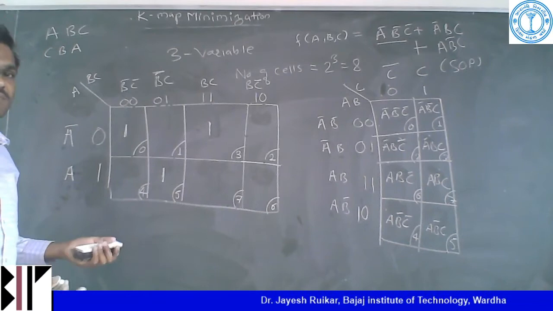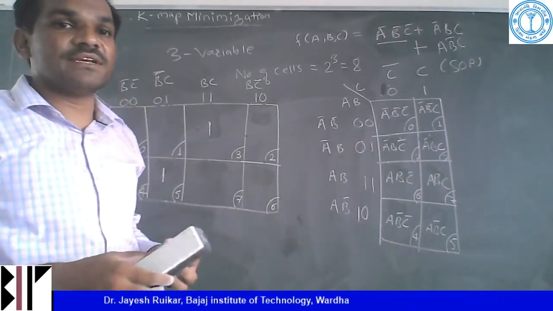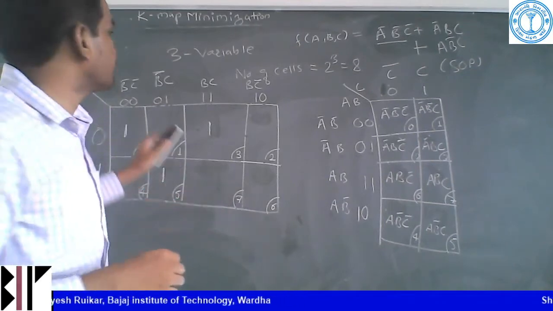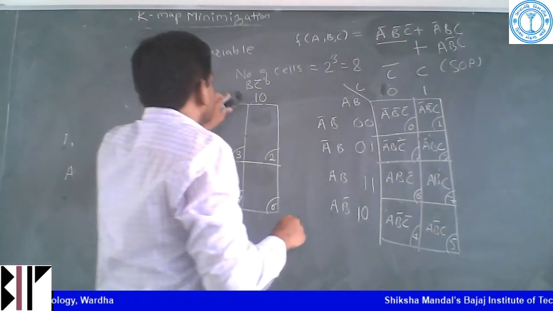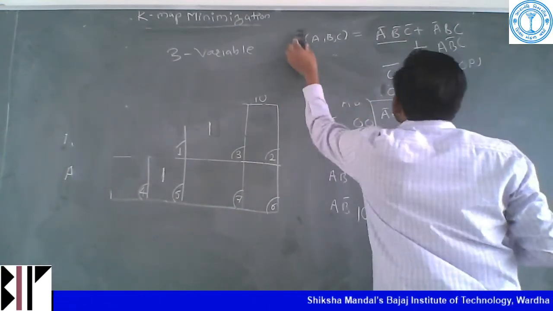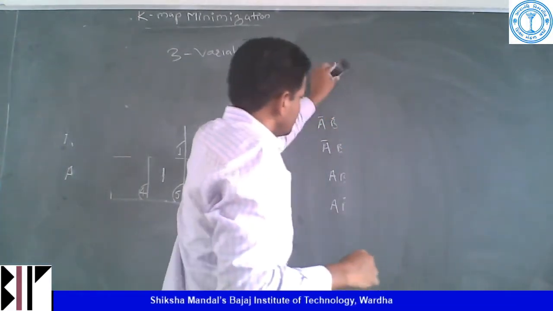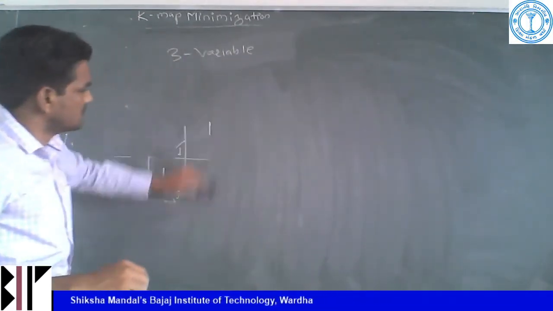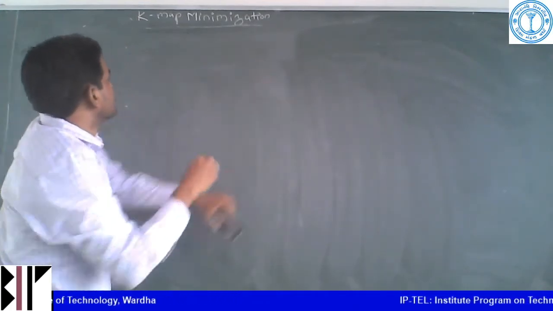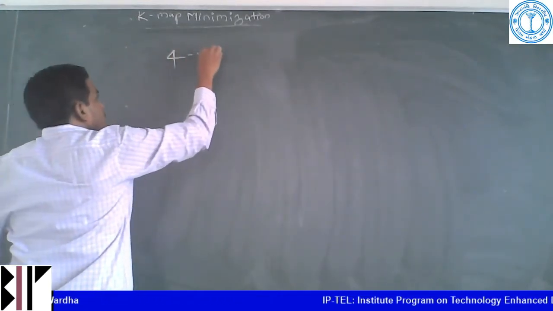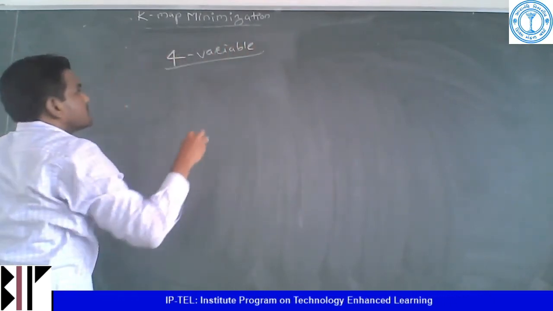Now minimization comes, and I will explain that after 4 variable K-maps and 5 variable K-map representation. So now let us go for 4 variables. Representation of 4 variable K-maps.